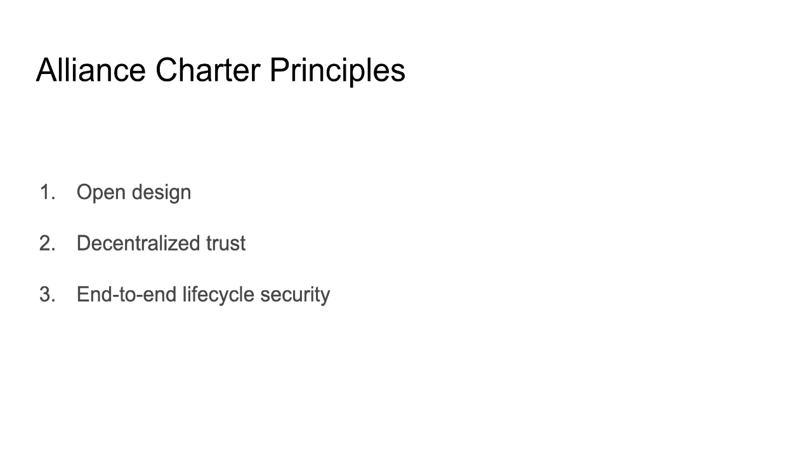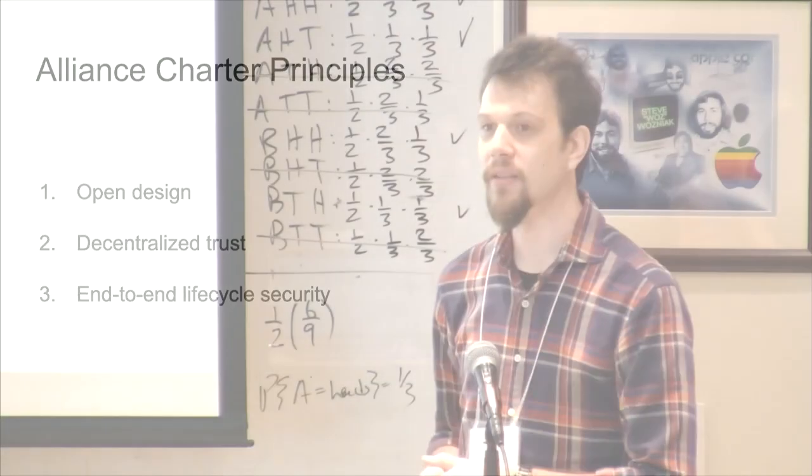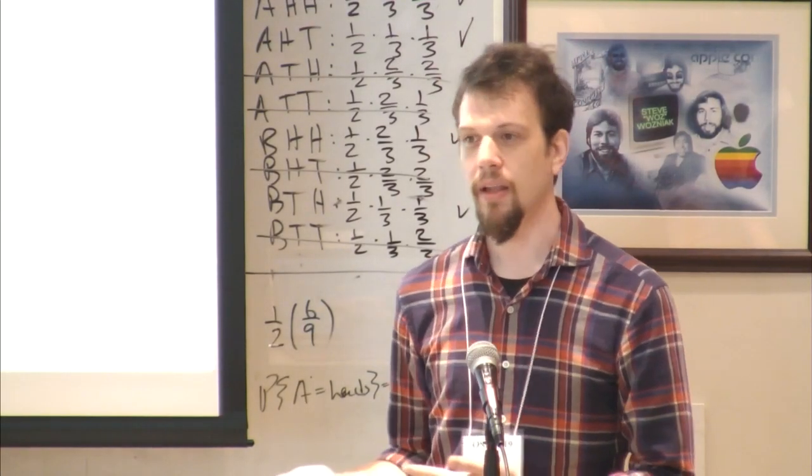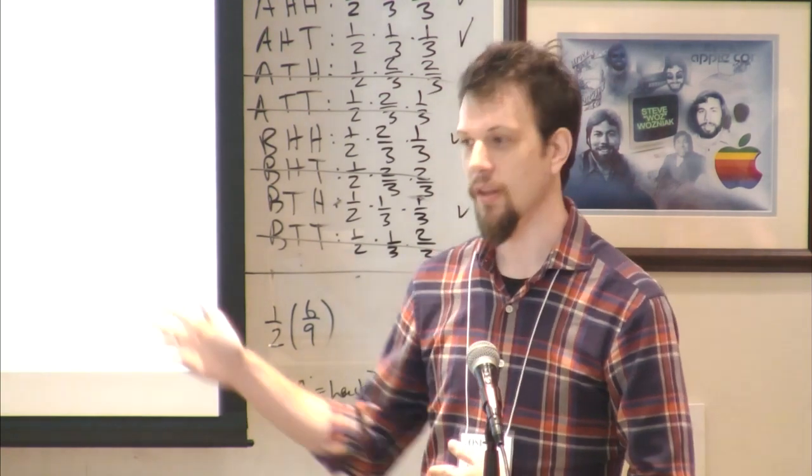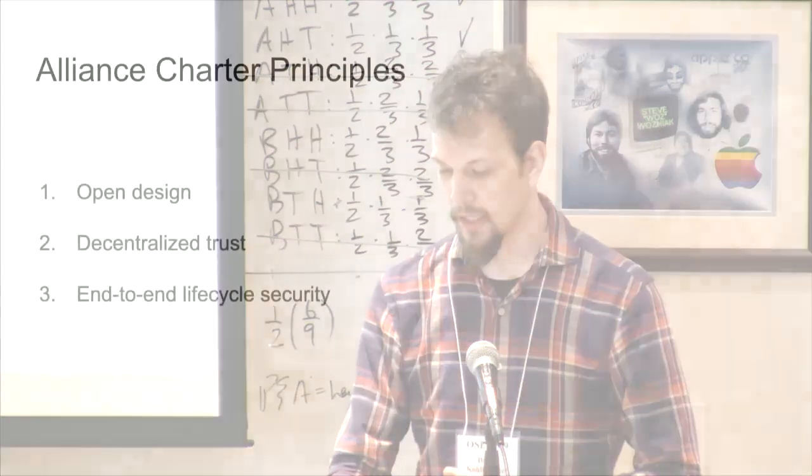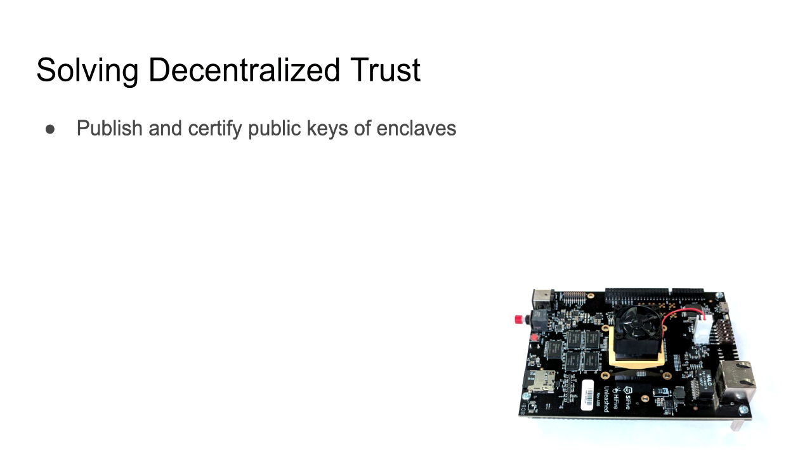The second is decentralized trust. I'm going to talk a little bit about what that means in our context. And the third is end-to-end lifecycle security. And this is something that we're going to have to figure out together. As far as decentralized trust goes, there's three components to it that we've been talking about internally.